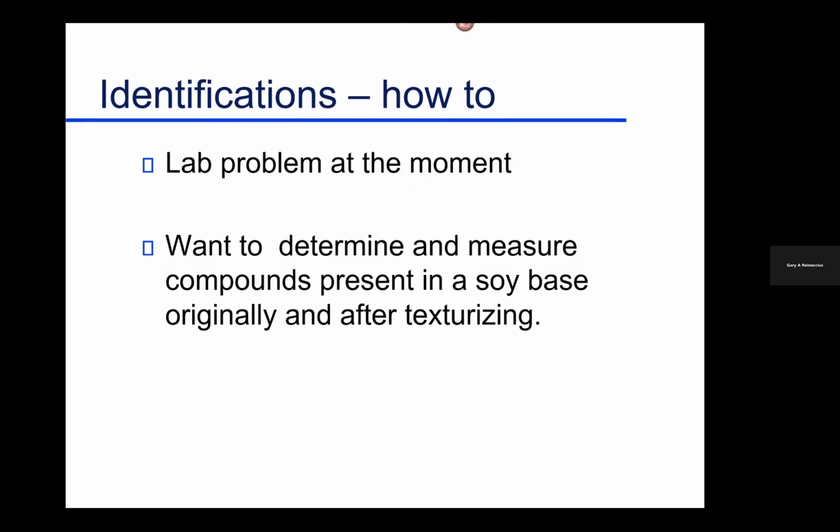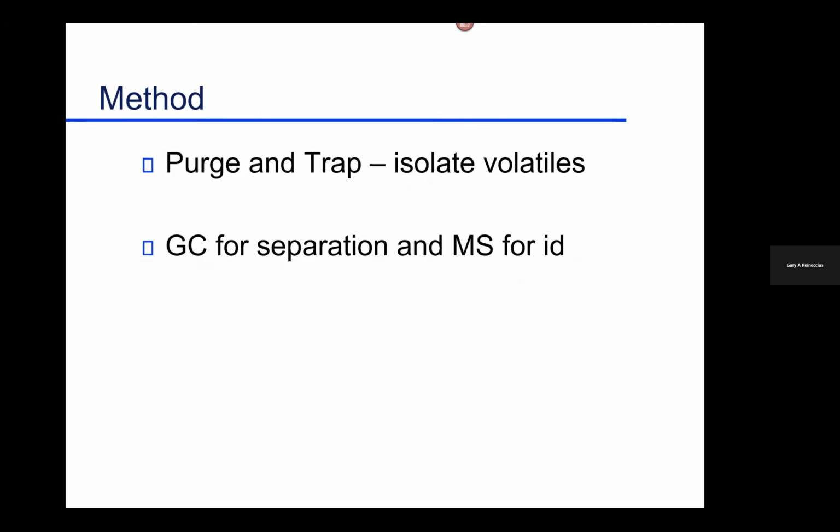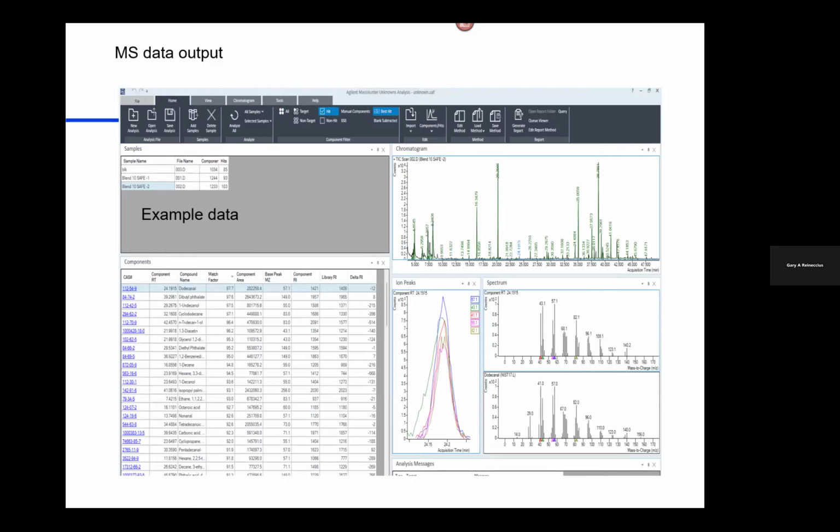Lab problem at the moment, we want to measure compounds in the presence of soy protein, originally and after texturizing. So again, we were taking a look at what's in this system for volatile compounds. And one approach is we can use a purge and trap. We can do gas chromatography, purge it, trap the volatiles coming off it, do gas chromatography. But we can also do some of these things by liquid chromatography, so we can measure some of the same compounds.